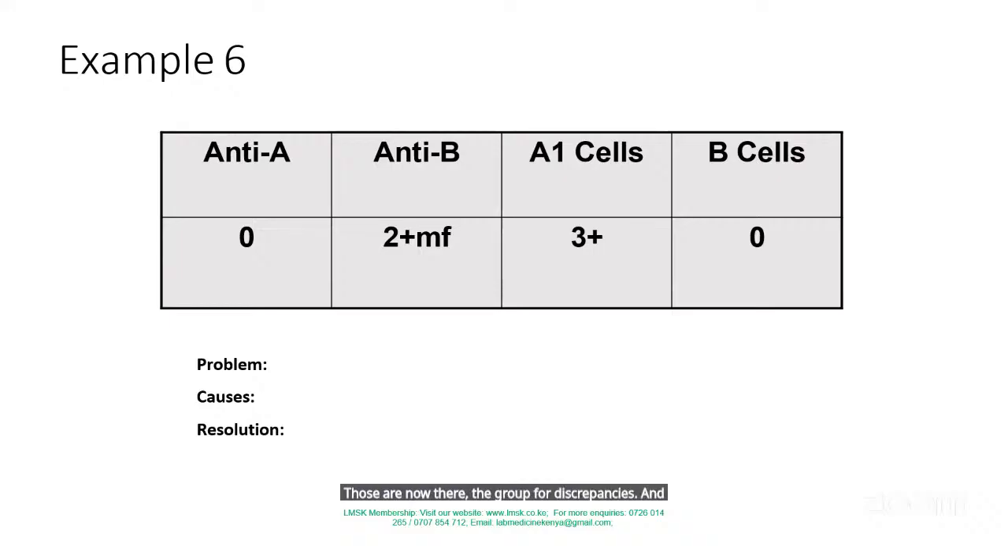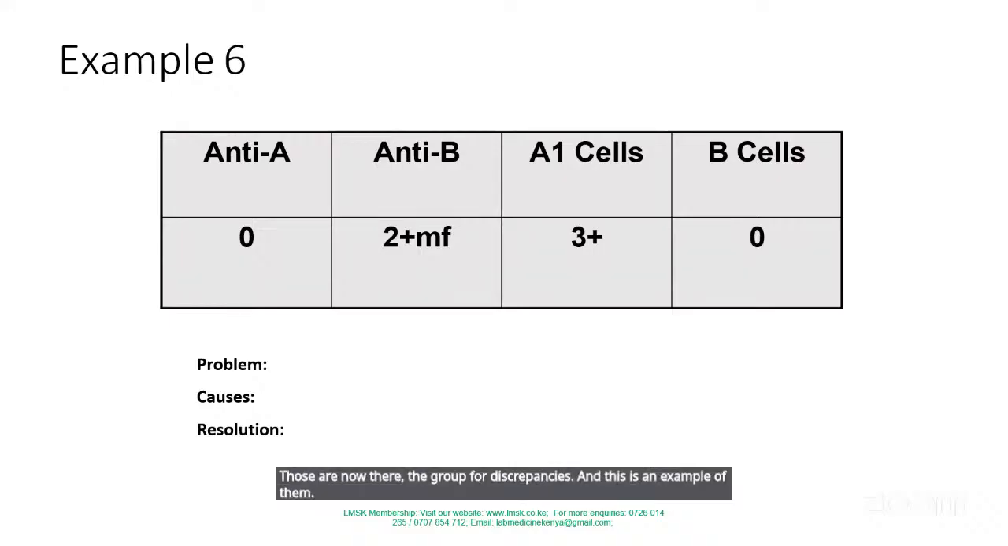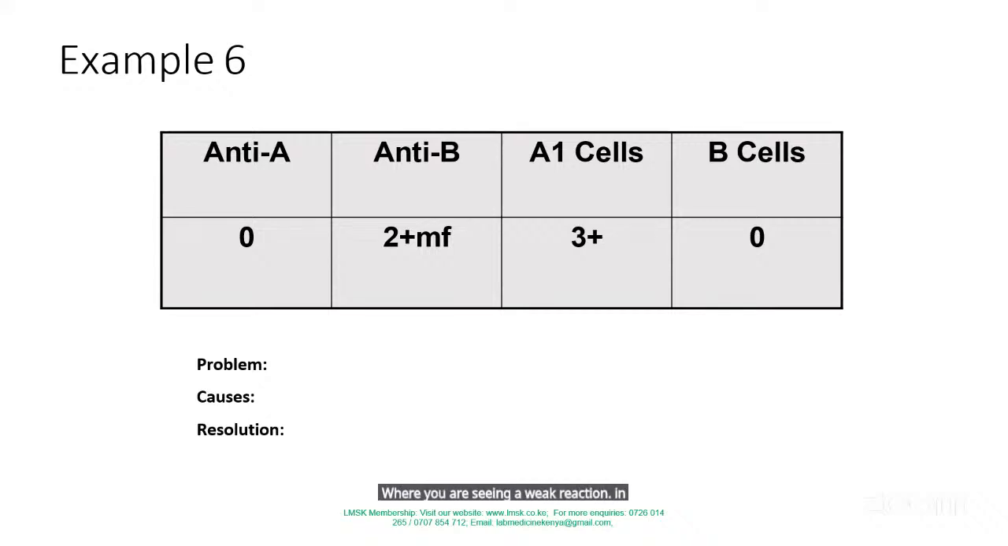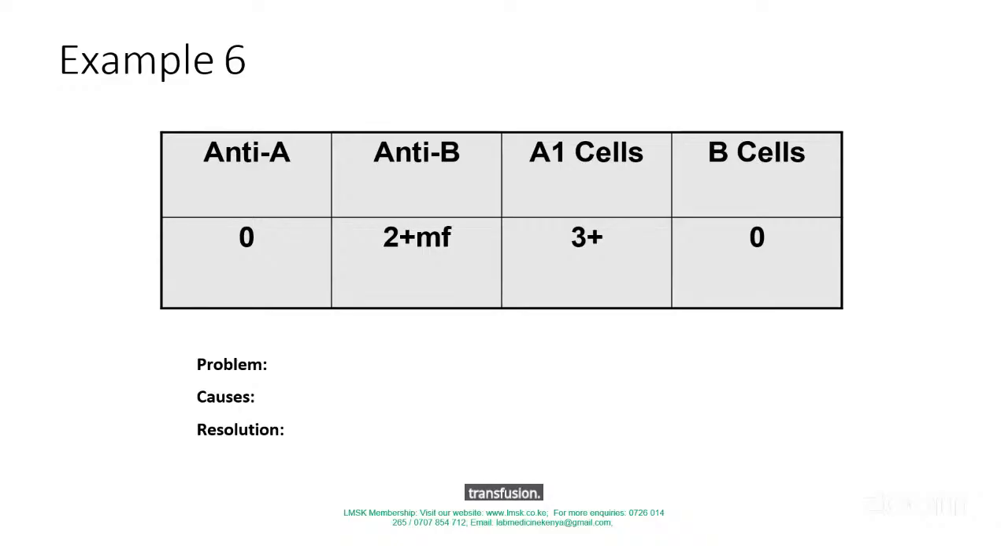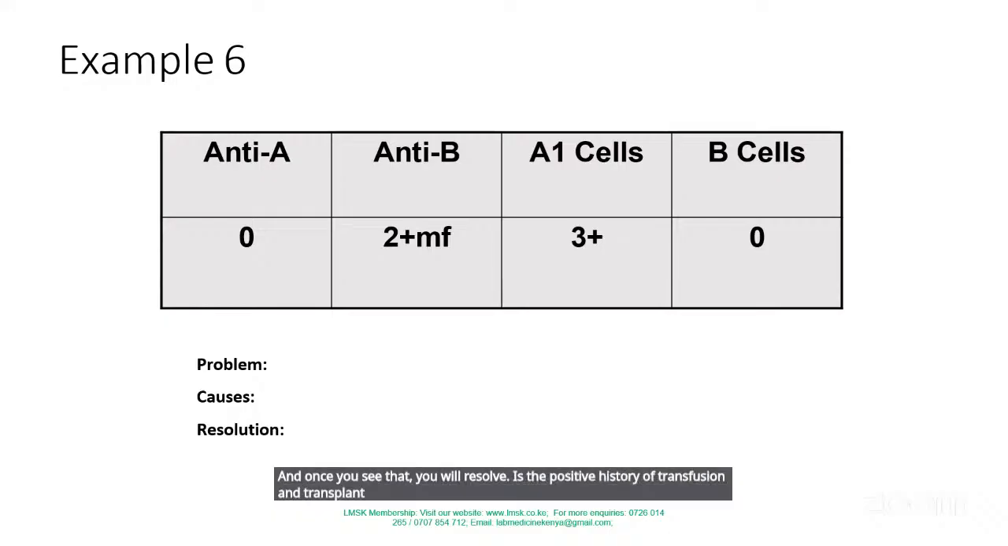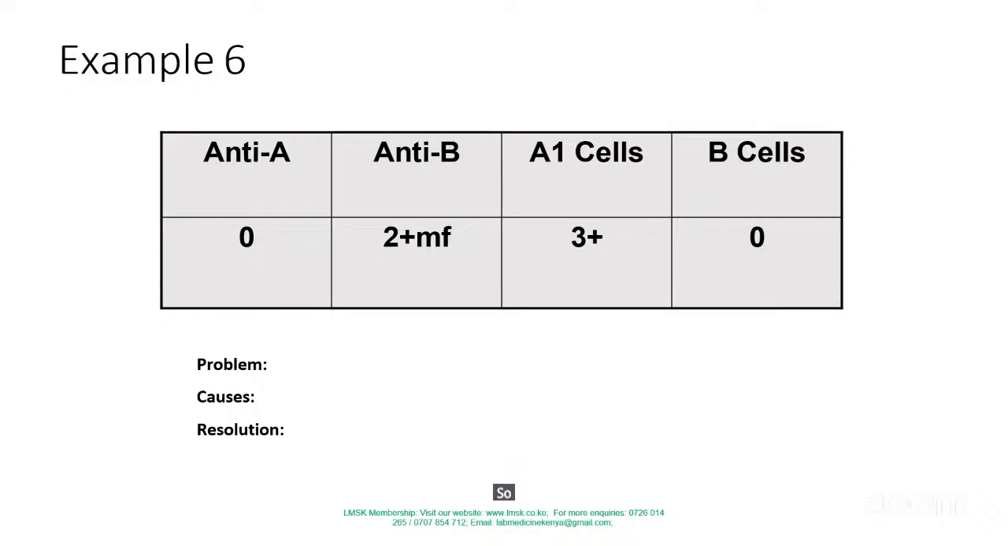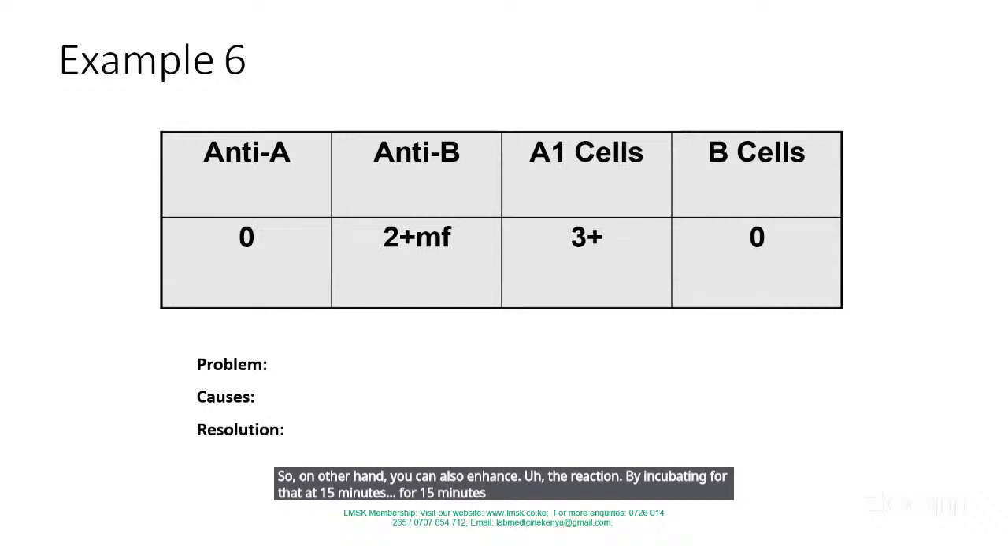And this is an example of them, where you are seeing a weak reaction in the forward typing with a mixed field. So most likely it's a bone marrow transplant patient or a patient who has received a transfusion. So for resolution, you look at the history, and once you see that, you will resolve. A positive history of transfusion and transplant will help you resolve this. On the other hand, you can also enhance the reaction by incubating further, for 15 minutes at room temperature.